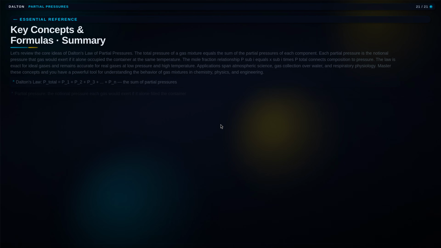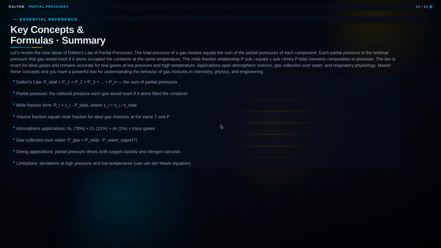Let's review the key concepts of Dalton's law of partial pressures. First, the law itself. The total pressure of a gas mixture equals the sum of the partial pressures of each component. Mathematically, P total equals P1 plus P2 plus P3, and so on. Second, partial pressure is defined as the notional pressure each gas would exert if it alone occupied the container at the same temperature.